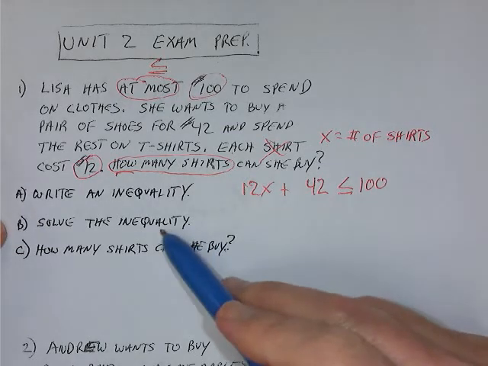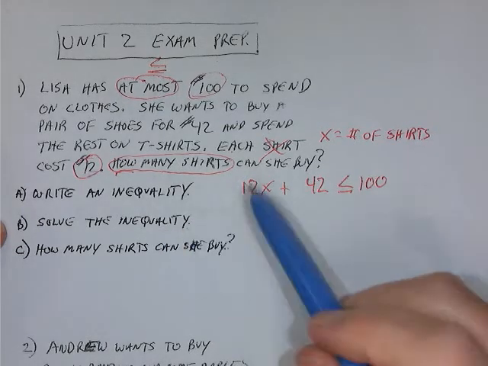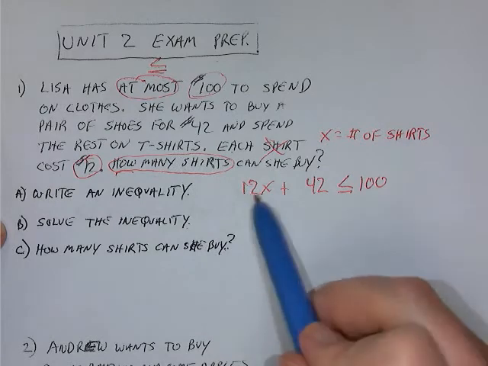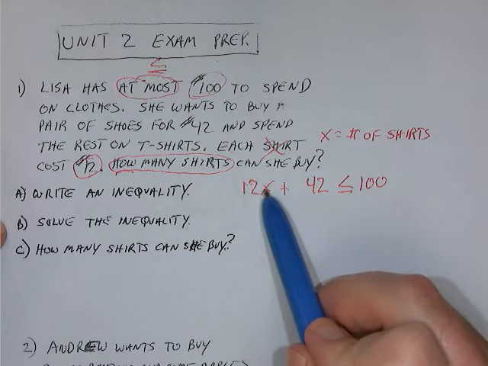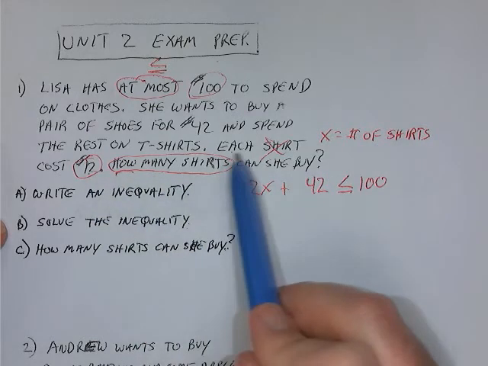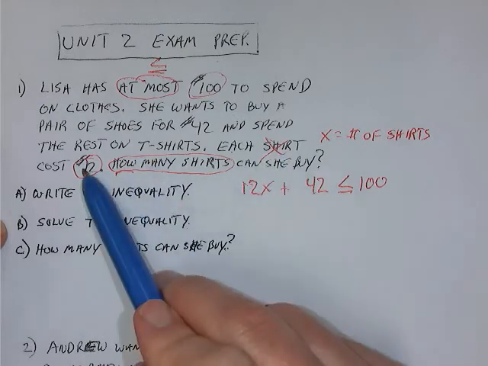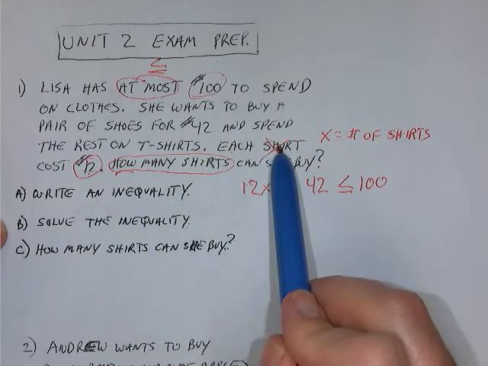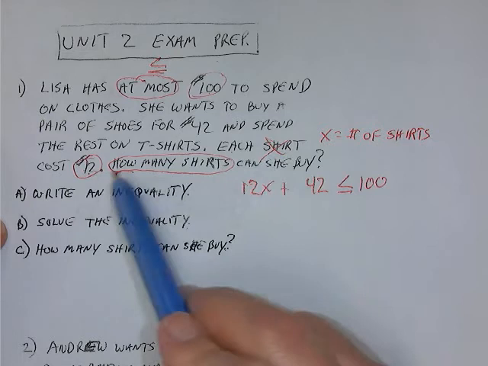Next, we need to solve the inequality. So going back here for a moment. Remember, most students have difficulty defining which number goes with the variable. And in this case, you just look for what you're looking for. Shirts, they cost $12, so 12 goes with the X. X is shirts, 12 goes with the X.